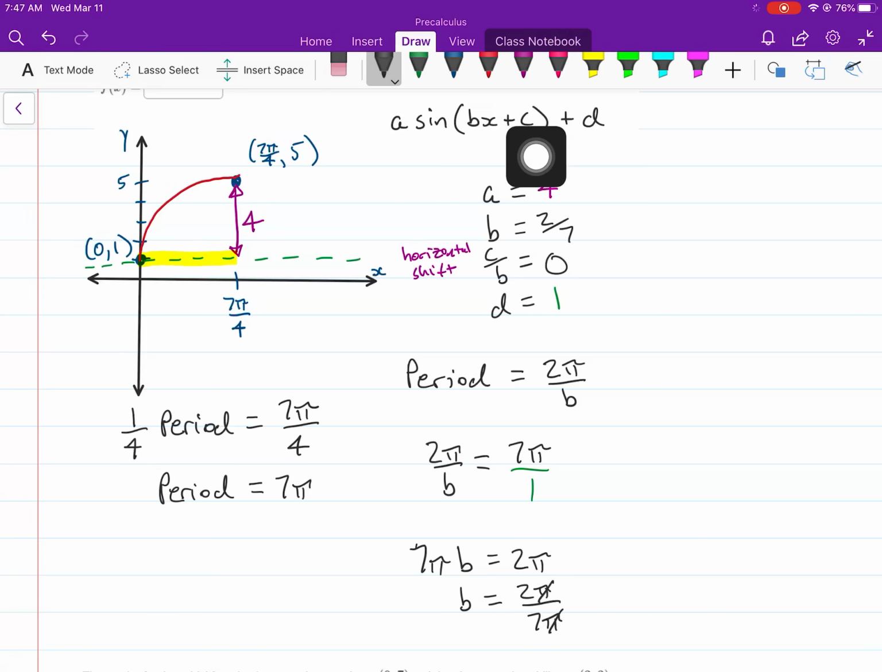So we don't really have to worry about c. That's kind of nice. Our final answer is going to be 4 sine of (2/7)x plus 1.